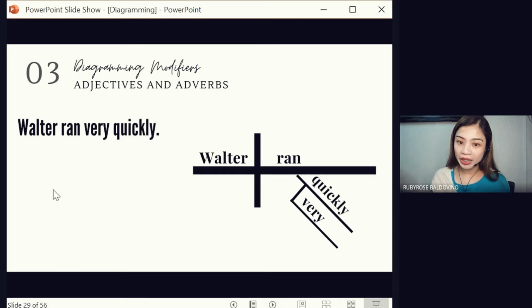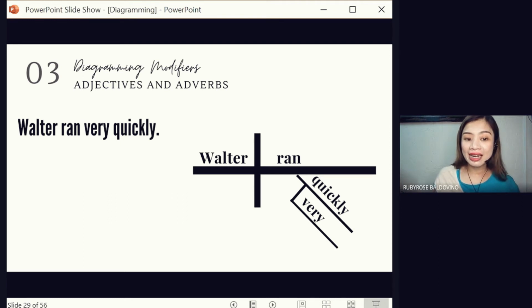Walter ran very quickly. So in the sentence, again, we should start with the basics. What is the subject and what is the verb? So the subject here is Walter and the verb is ran. Now, we have the words very quickly. So very quickly is actually our adverbs. Why? It describes how Walter runs. So how did Walter run? Quickly, right? So that is an adverb describing the verb ran.